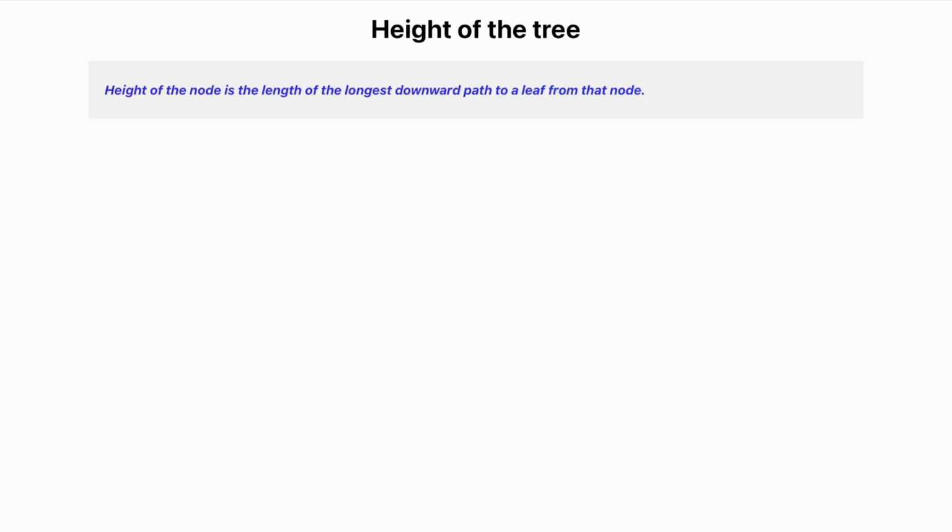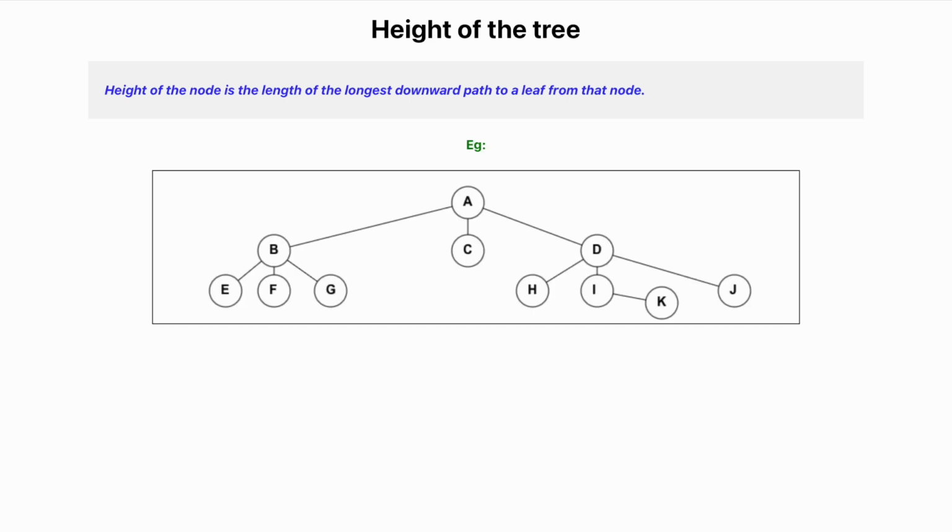Height and depth of a node. The height of a node is the length of the longest downward path to a leaf from that node. Thus, a leaf node has height 0. If there is only one node, then the root node has height 0. The height of the tree is the height of the root node. In this example, the height of the tree is 3 since the leaf vertex K is at level 3 and it has the longest downward path from the root.